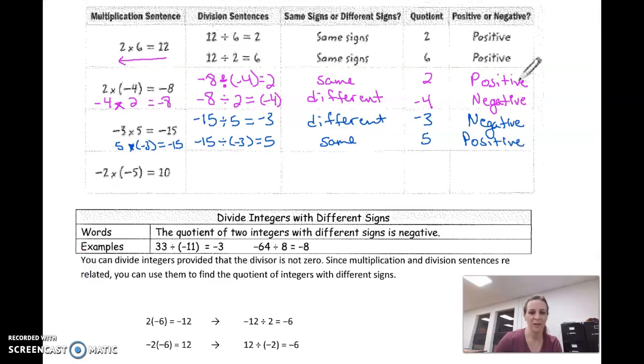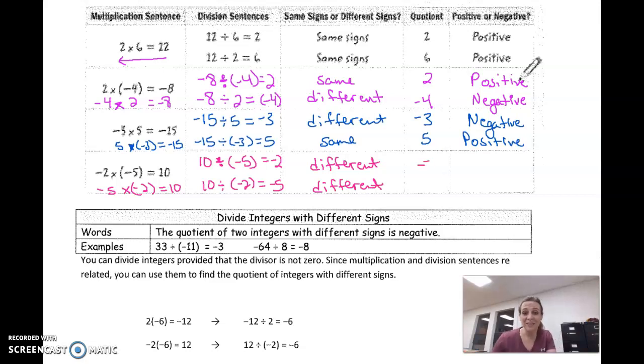Going backwards, I'm going to say 10 divided by a negative 5 is going to be equal to a negative 2. And if I switch them, I would say 10 divided by negative 2 equals negative 5. And these are both different signs. So my quotient here is negative 2, my quotient here is negative 5, and they're both negative.